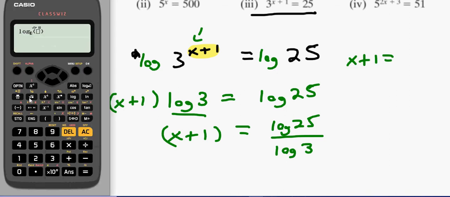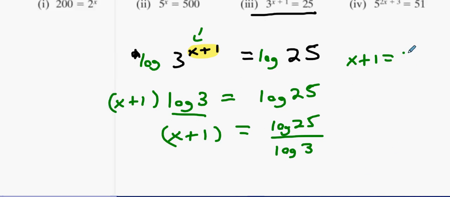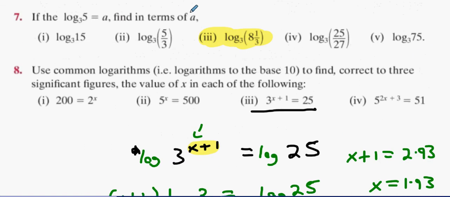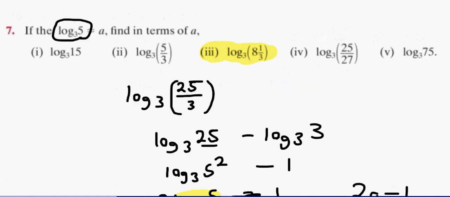So, 2 parts, log 25. Oh dear. Log 25 and log 3. And you get a 2.93, let's call it. What can you tell me x is then? Okay. You guys are also going to do question 8 as well. So you're currently on 5, 6, 7, and 8. Okay. Keep going.